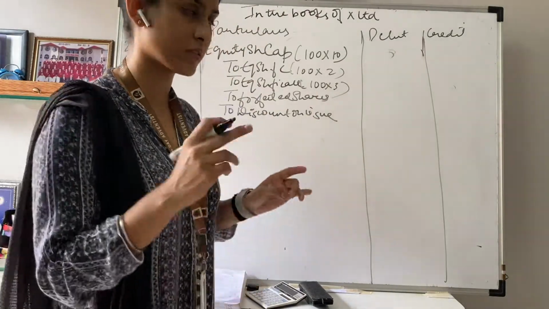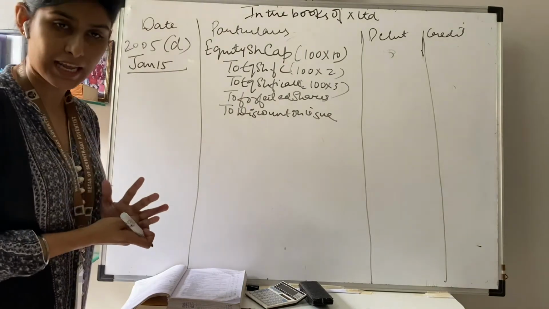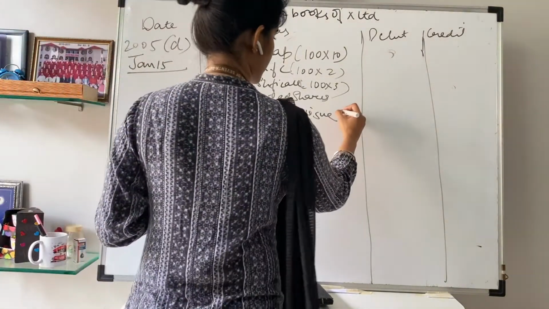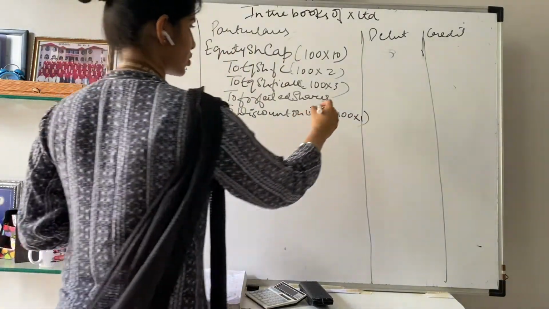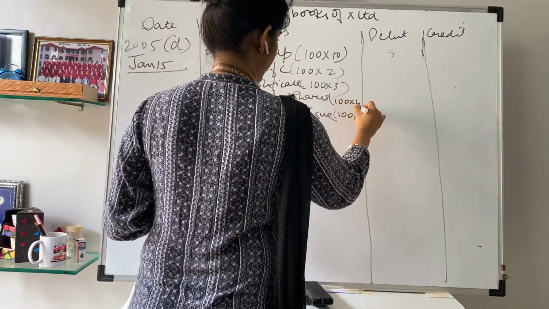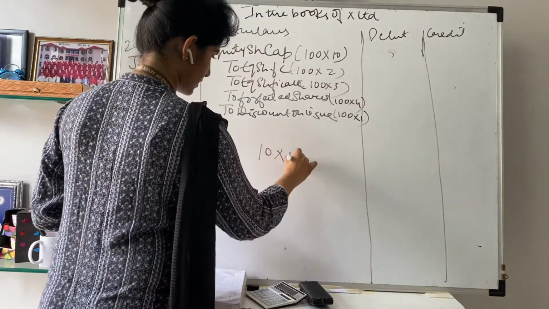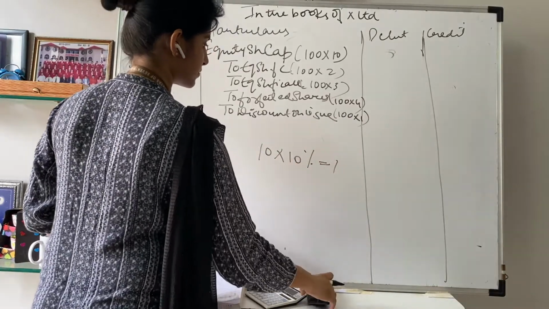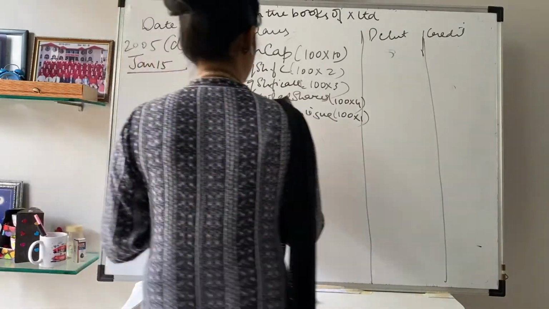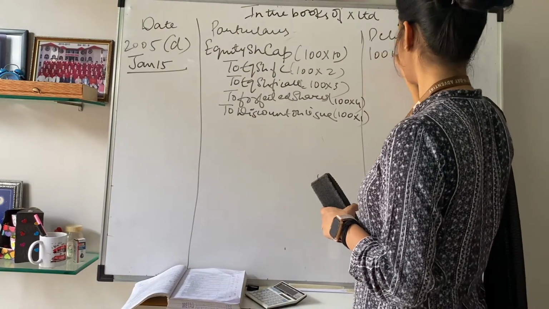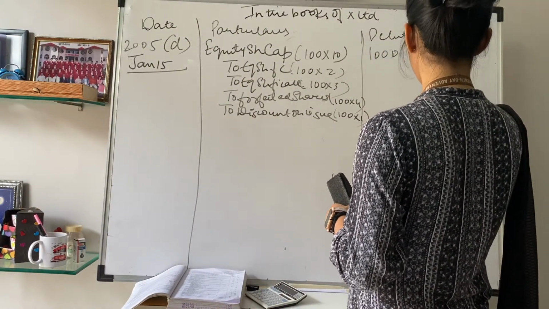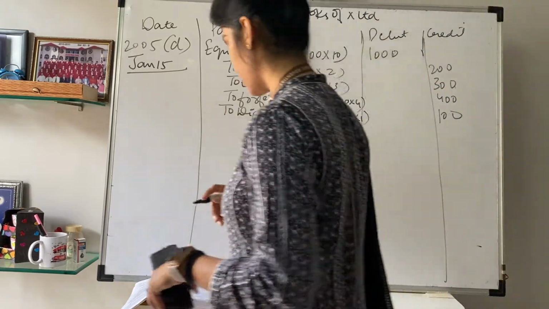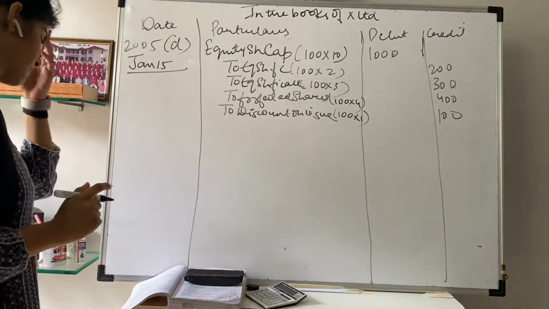At 10 rupees, 10% will be 1. 10 into 10% will be 1. So 100 into 1. So forfeited shares will be 100 into 4. This is your 10 into 10%, which is 1. Now here 1000, 200, 300, 400 and 100. This was your first entry for forfeiture.